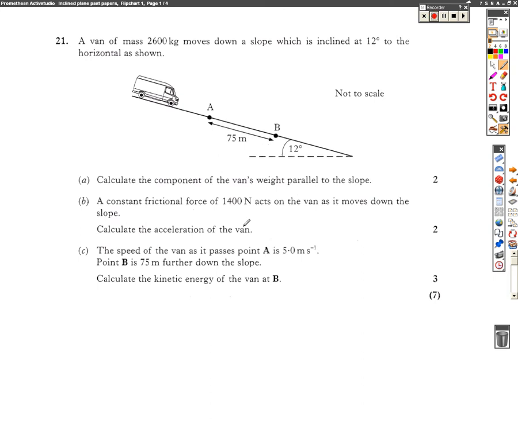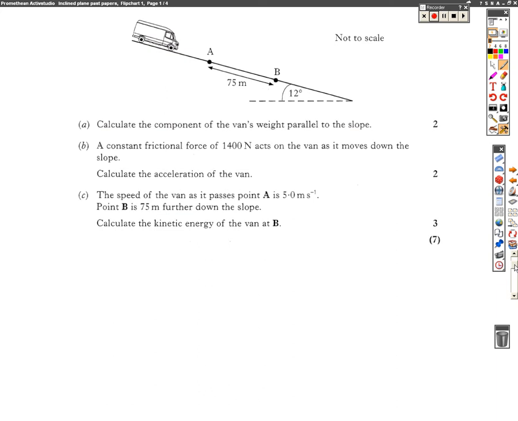Okay, 2006, question 21, component of weight style question. A van of mass 2,600 kilograms moves down a slope which is inclined at 12 degrees to the horizontal as shown. Calculate the component of the van's weight parallel to the slope. I'll just do the wee solution underneath here. So part A, component of weight we know is equal to mg sin theta.